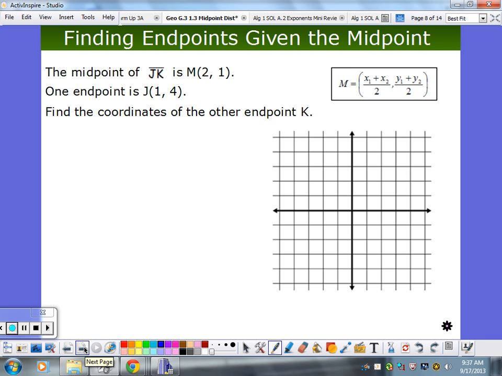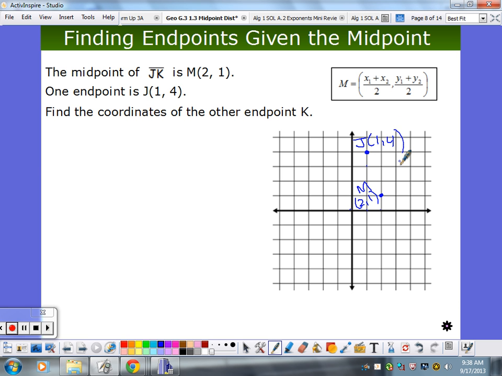This is kind of near the bottom on the right, this particular example, hopefully you're following along. So I'll get the midpoint of JK is midpoint 2, 1. One endpoint is J14, find the other one. Okay, so let me just draw a picture of what's going on here. So let's see, the midpoint now. 1, 2, 1. That's M, the midpoint. One endpoint is J14, so 1, 2, 3, 4.